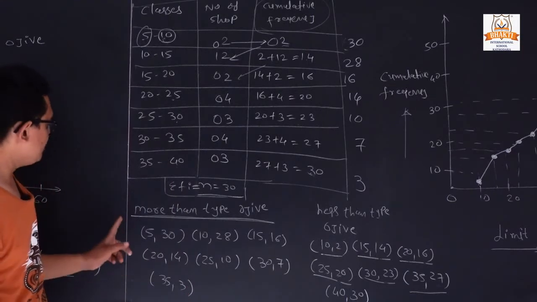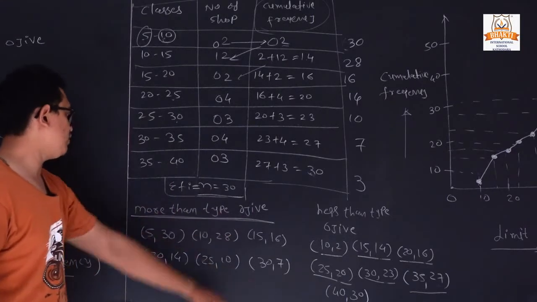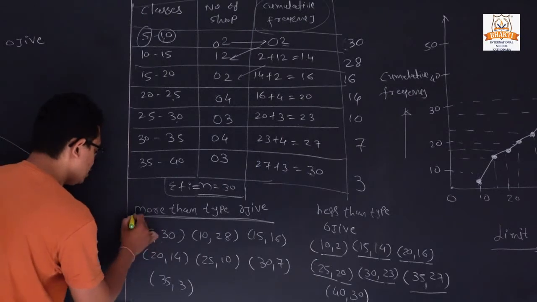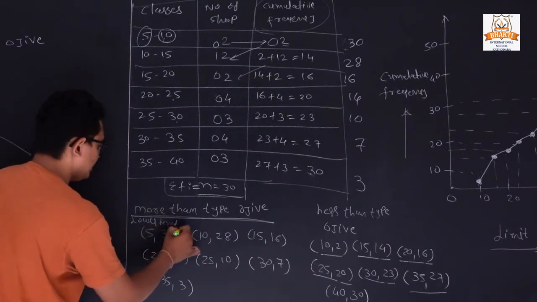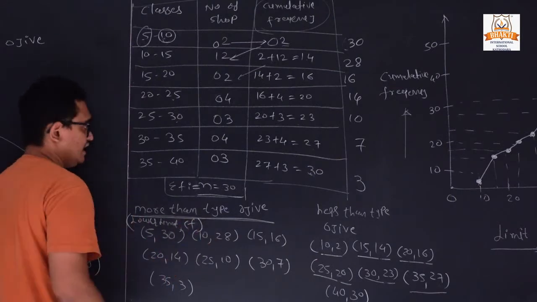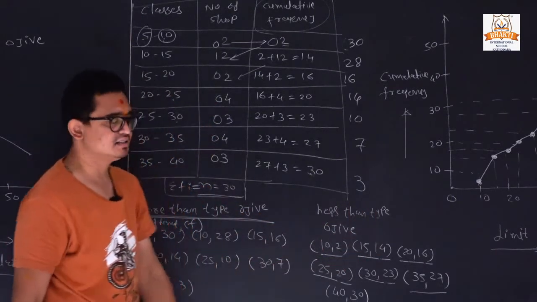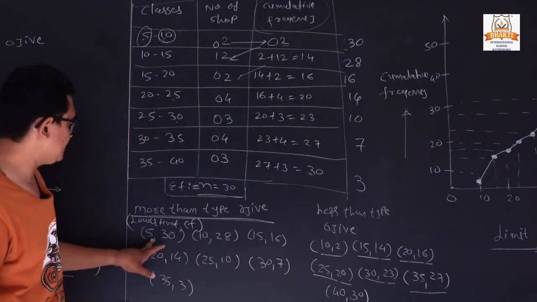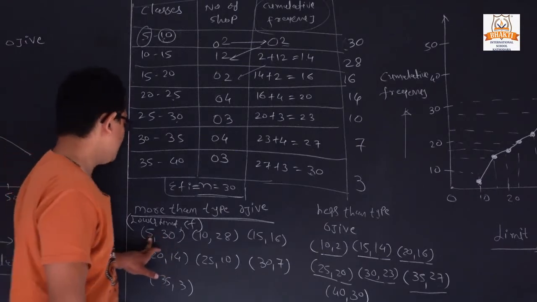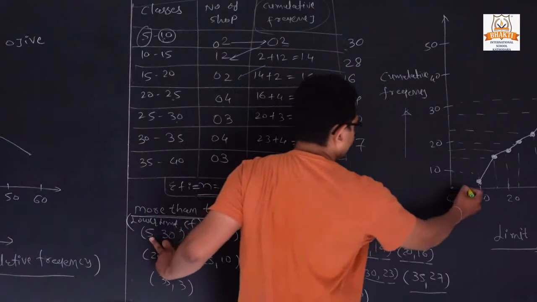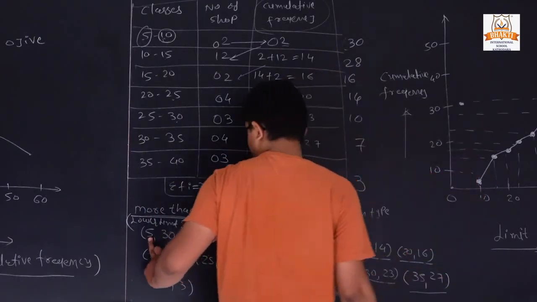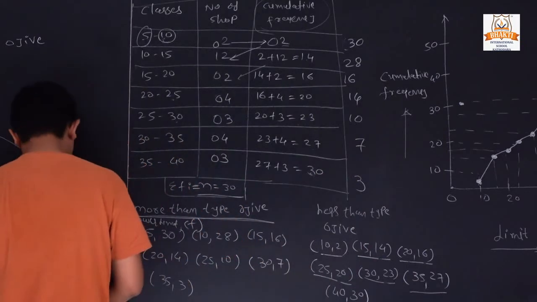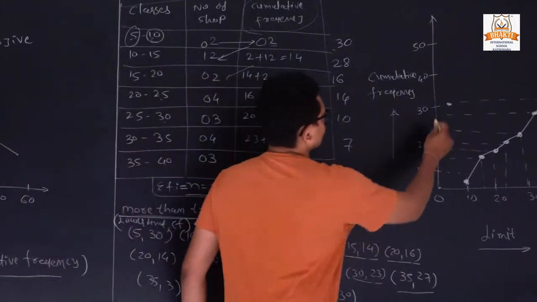Clear? Now, if you want to draw the more than type ogive, here we consider the lower limit. It is lower limit versus CF, whereas for the less than type it is upper limit versus CF. So the first point is 5, 30. It is here, 5, 30. We are using a different chalk, so you can get the idea.